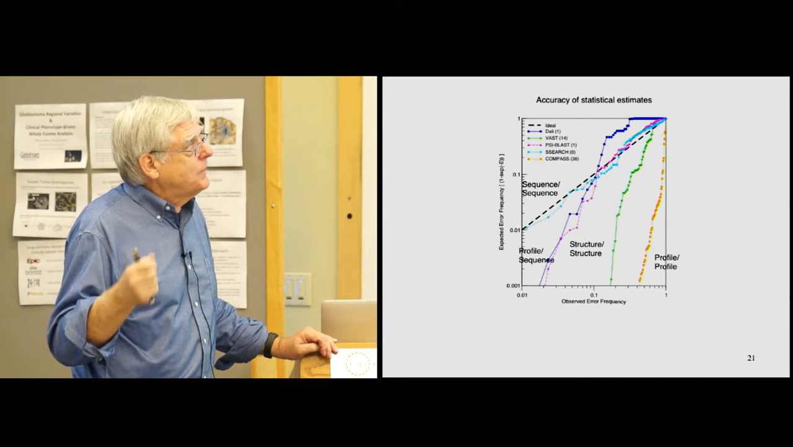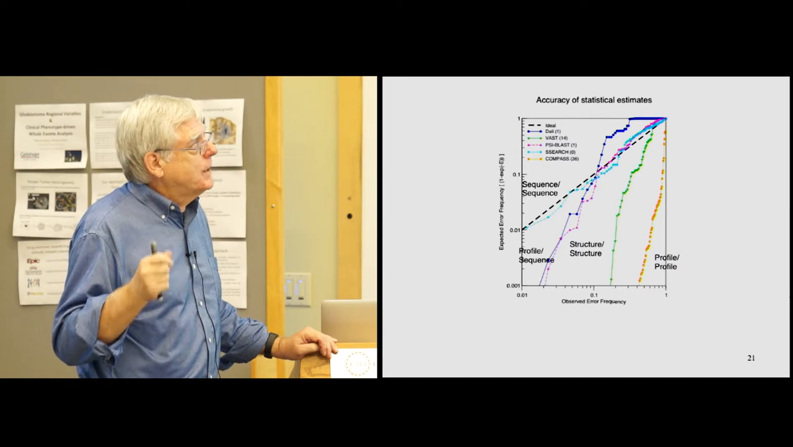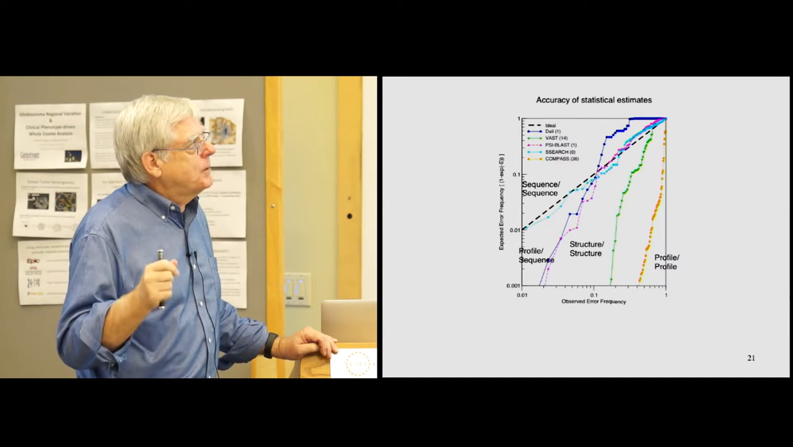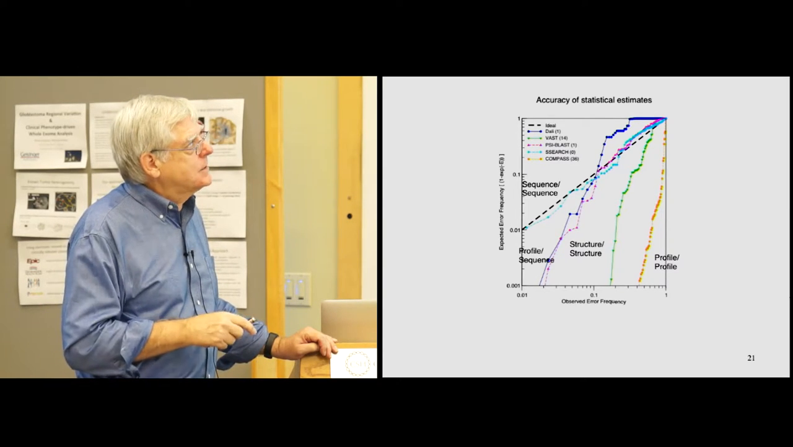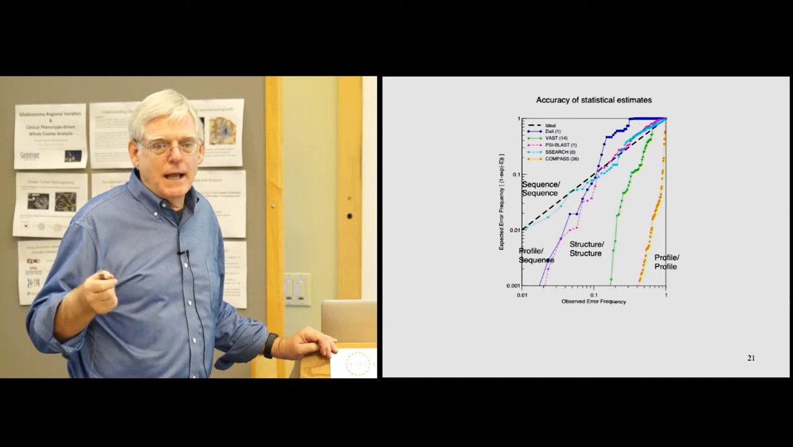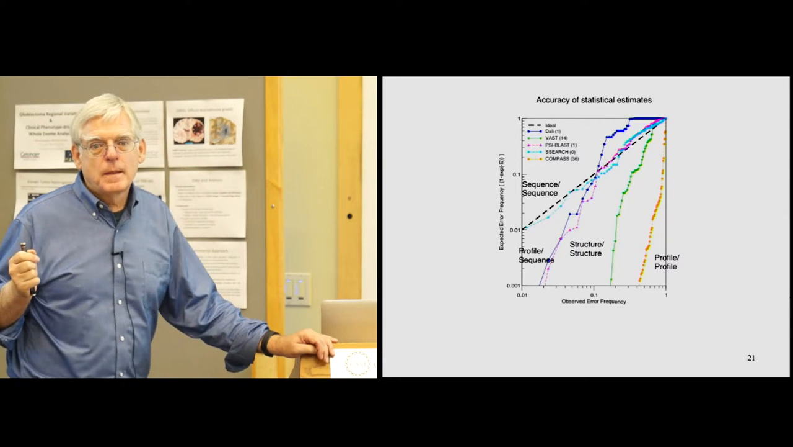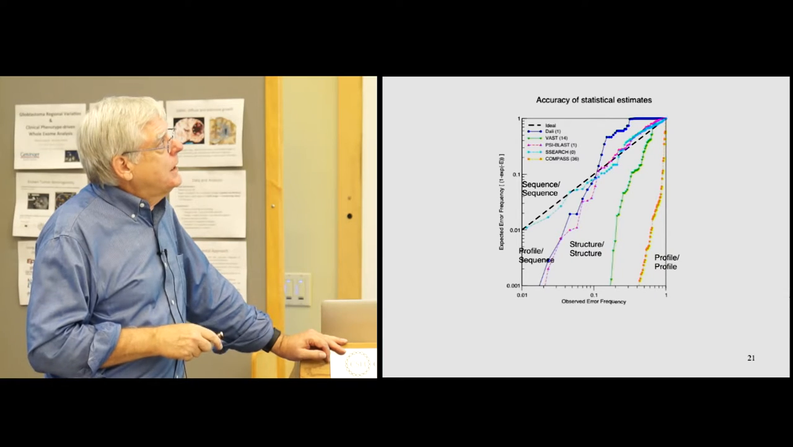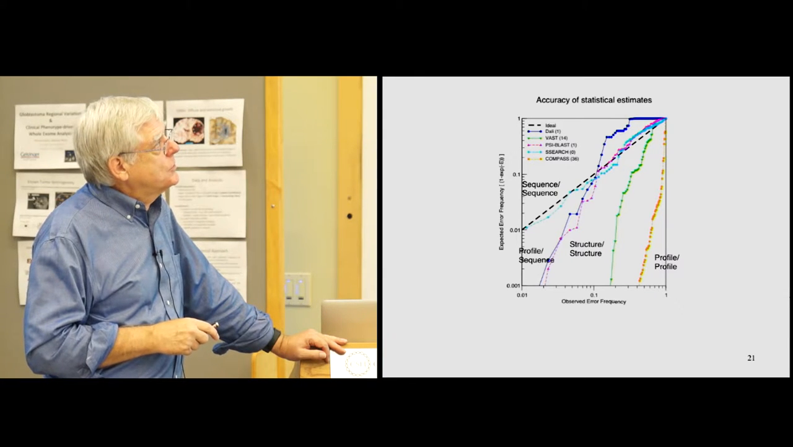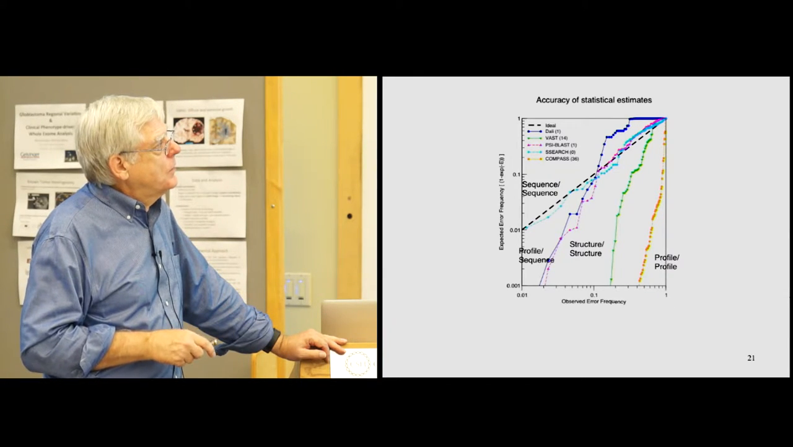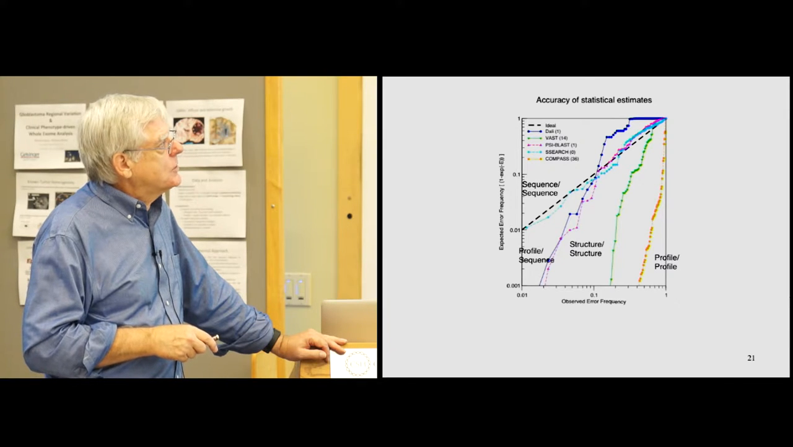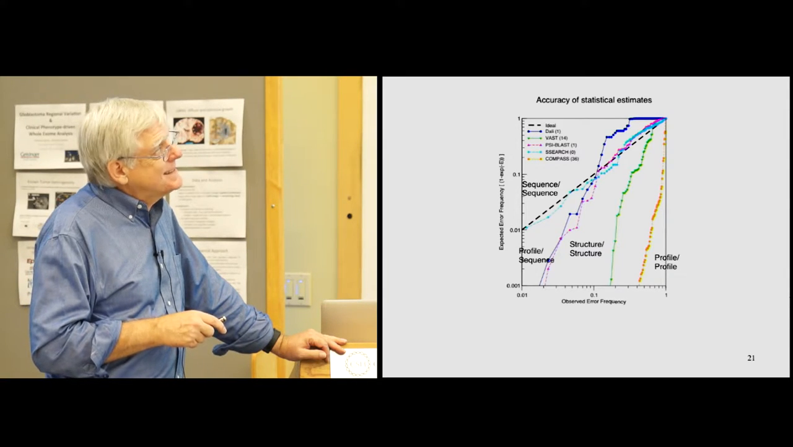The expectation values you get, the statistics, are very, very accurate. If we tell you something is going to happen one time in 1,000 by chance, we actually have data that says it's going to happen one time in 1,000 by chance. The other things that are on here are a bunch of structural similarity searching methods. So this is structure versus structure. And it's not as good, okay?